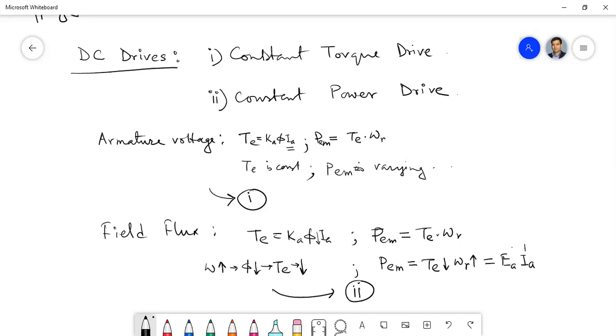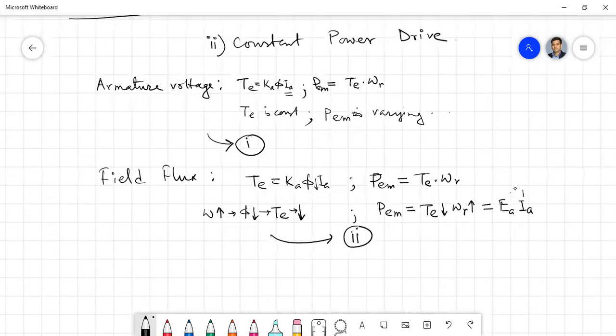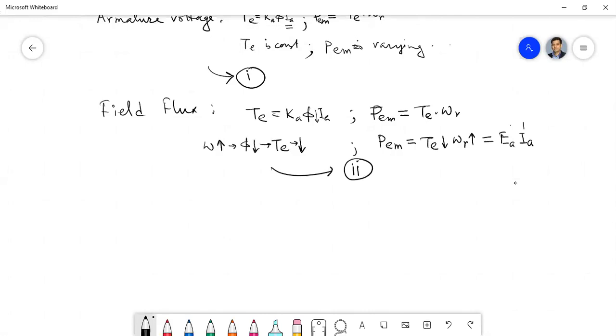So what I want to say here is that armature voltage control is opted in case of constant torque drive, and field flux control is opted for constant power drive. And why? This is the reason for that. Is it clear? So this is all about the speed control of DC motors. And this Leonard control is one way of terminal voltage control.